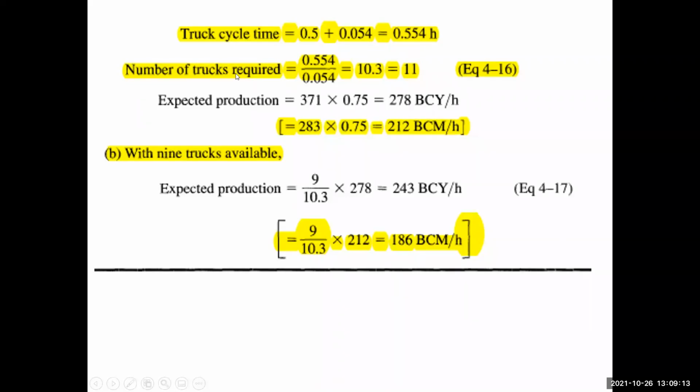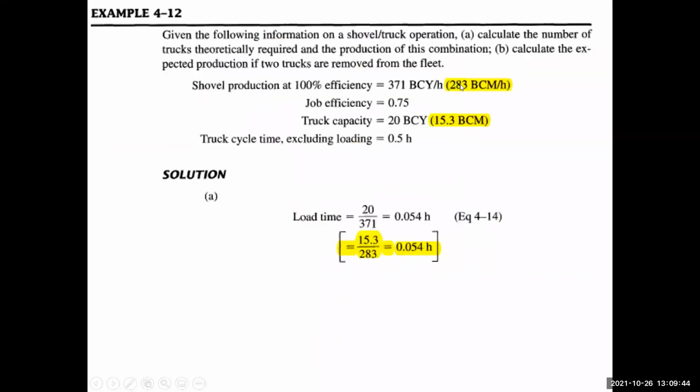Okay, so the number of trucks needed in that situation will be, because the truck cycle time is 0.55 hour, and in one load 0.05 hours are needed, therefore we will need 10.3 trucks. 10.3 in whole numbers will be 11 trucks. So the expected production in that case will be, because we will be meeting that 283 bank cubic meter shovel production with those 11 trucks.